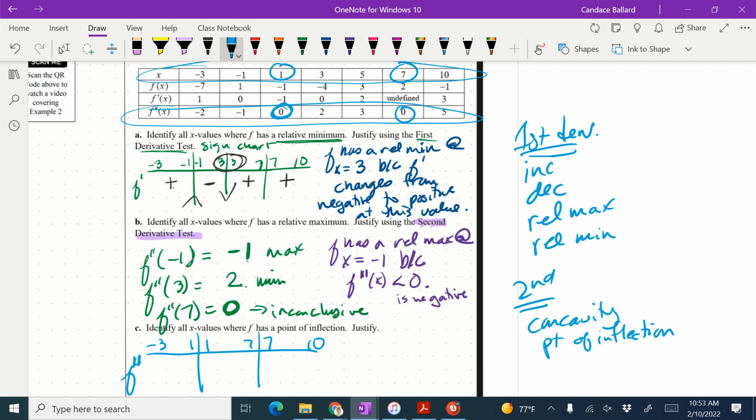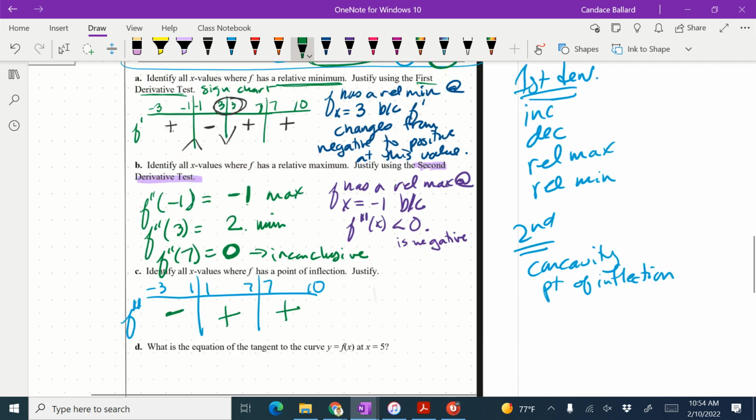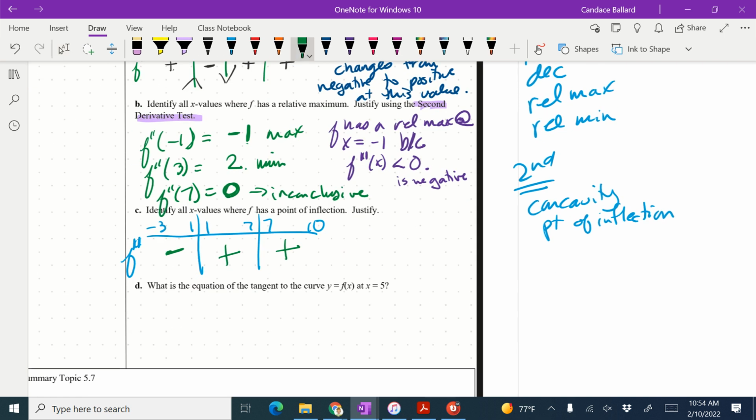All right. What do we notice about all the values that are less than 1? What kind of numbers are they? Negative. Okay, good. All right, what about the numbers between 1 and 7? What kind of numbers? Positive. Good. And then bigger than 7, what kind of numbers? Positive. So where's the point of inflection? At 1.